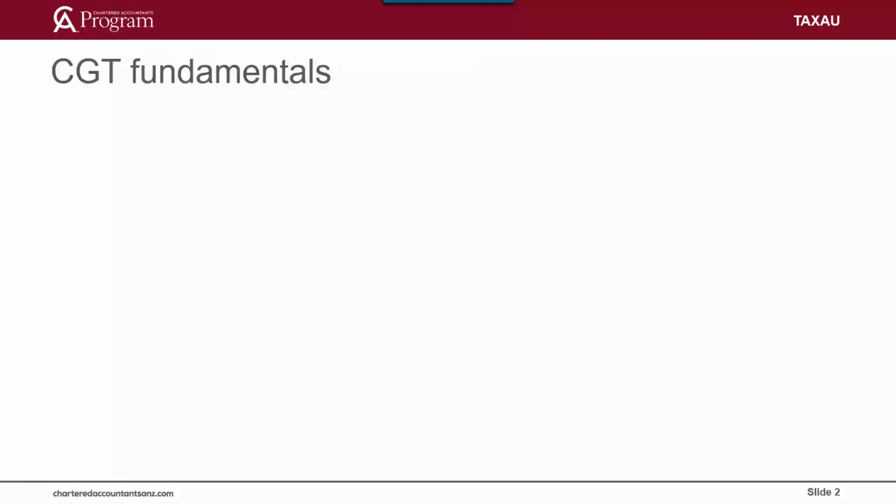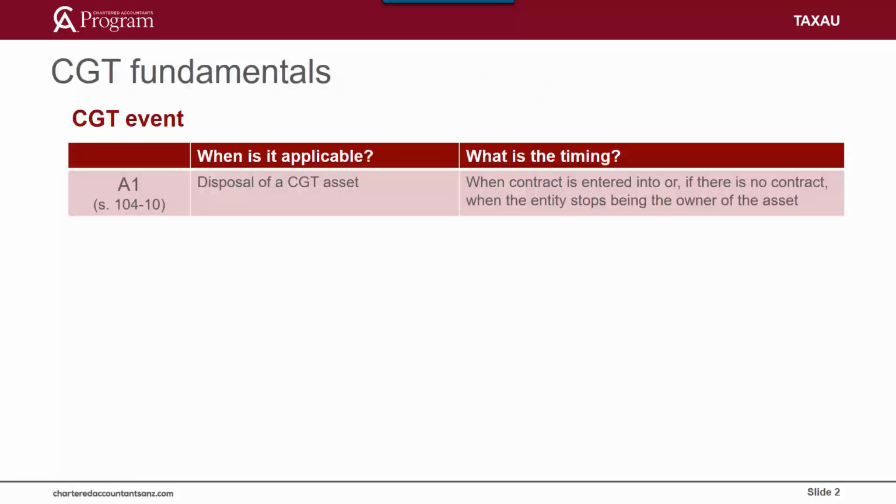As you should know from your studies, the CGT event A1 is a CGT event that applies when there is a disposal of a CGT asset. A net capital gain is included in the taxpayer's assessable income under Section 102-5. However, a net capital loss is carried forward and can be used to reduce capital gains in future years.